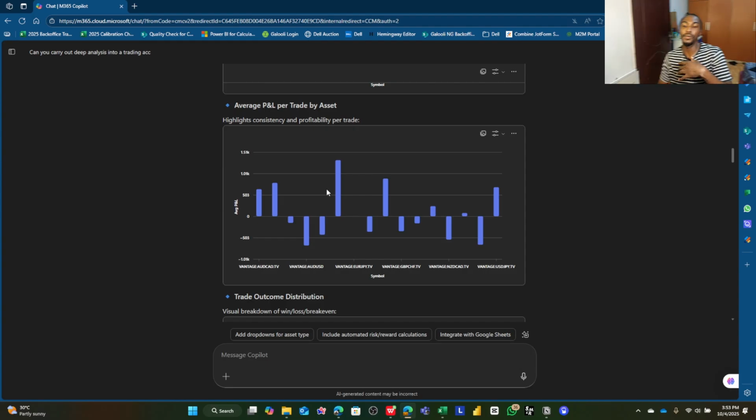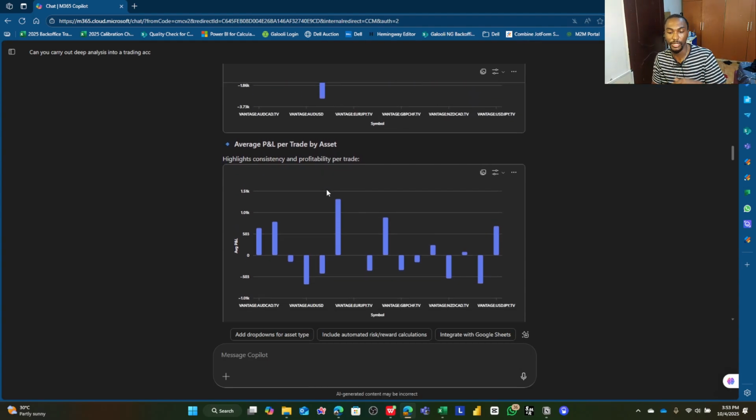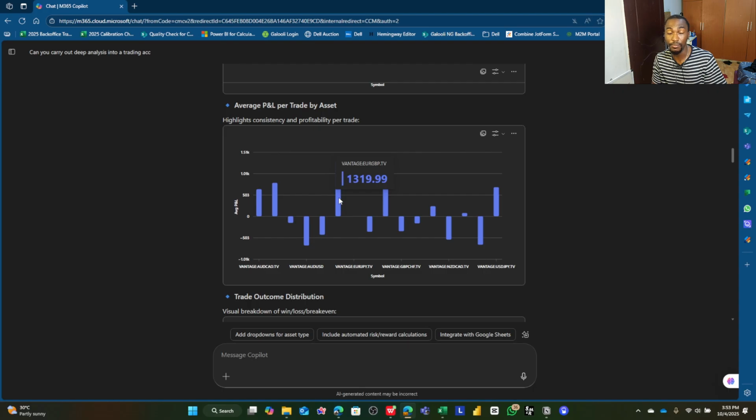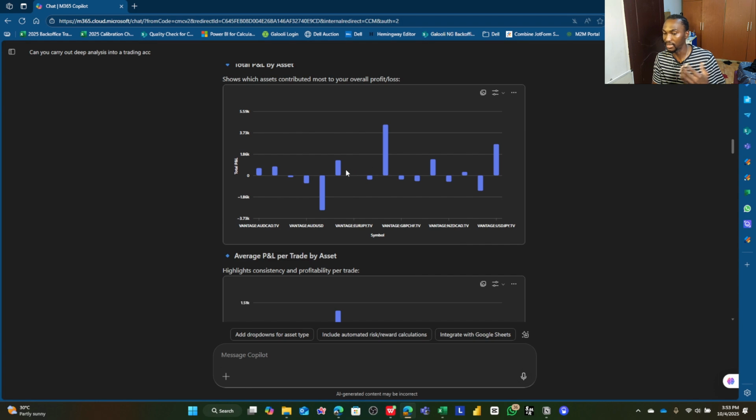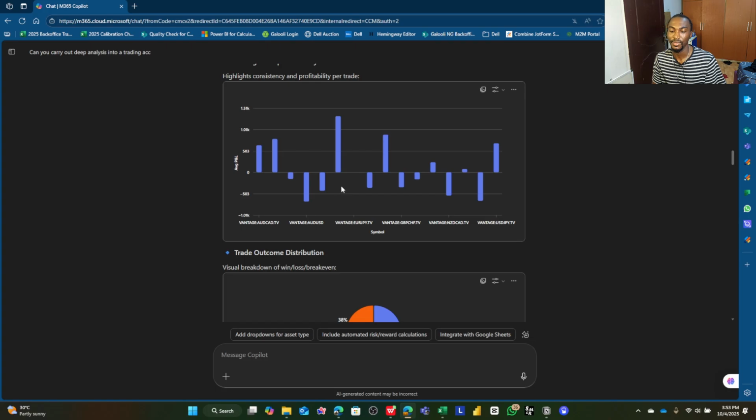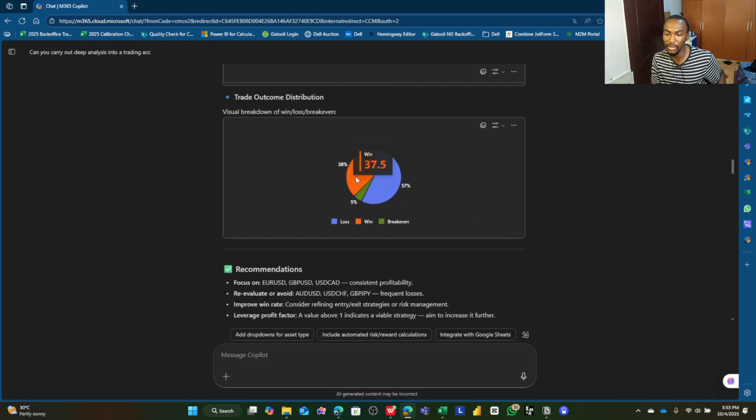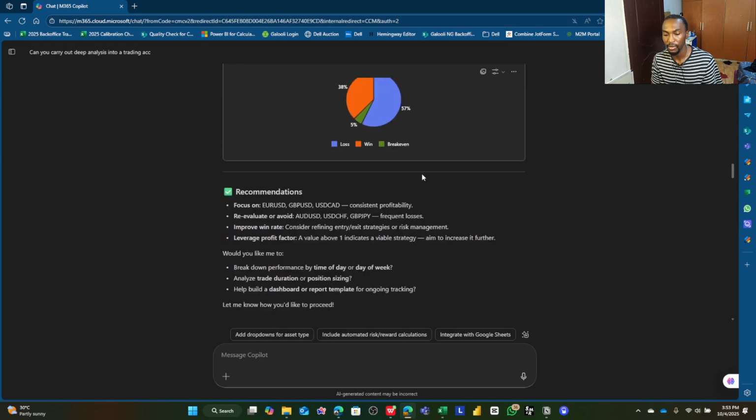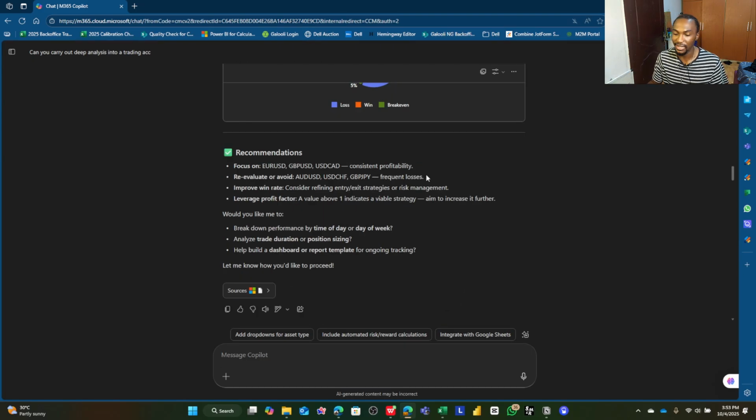Now the average P&L per trade, right? Average P&L per trade, I can see that the Euro British pound is the best, compared to here, where it seems like it's number 4. Well, here it is the best. And then my total outcome distribution. So the outcome of all my trades, I have 57% of them in losses, 5% in break even, 38% in profit. Now it's the recommendation, and I love this last part where it says recommendation.